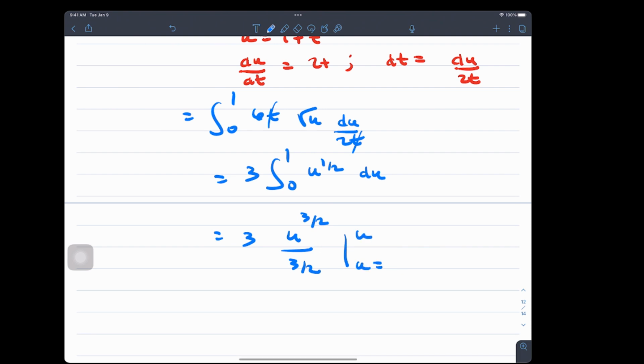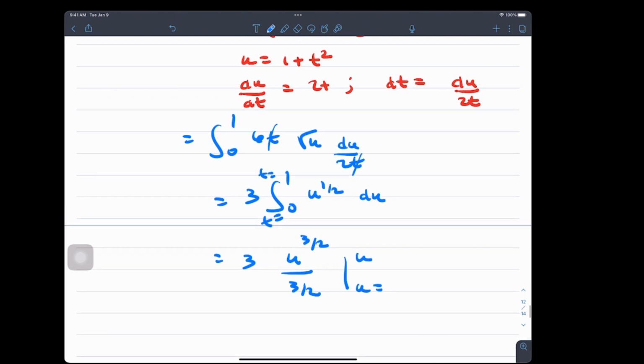So this is t is 0. This is t is 1. What is u? Well, when t is 0, u becomes 1. And then when t is 1, looks like u becomes 2. So we're going back using this here, using your u sub. This is proper u sub. Convert your limits as well.